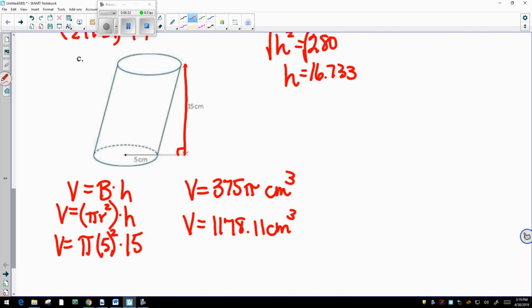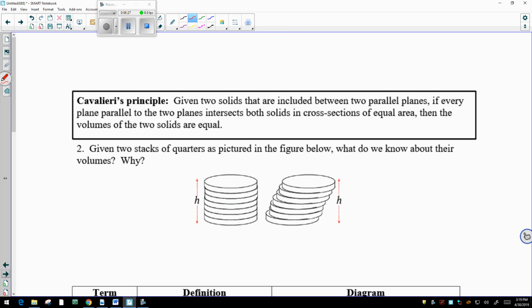Okay, on to the next page. Talking about Cavalieri's principle. This is a principle that is connected with volume, and it states that given two solids that are included between two parallel planes, so the way that we can tell they have parallel planes is typically because they have the same height. So there's some flat surface here that these coins are situated in between, both on the top and on the bottom. If every plane parallel to the two planes intersects both solids in a cross-section of equal areas, then the volumes of the two solids are equal.